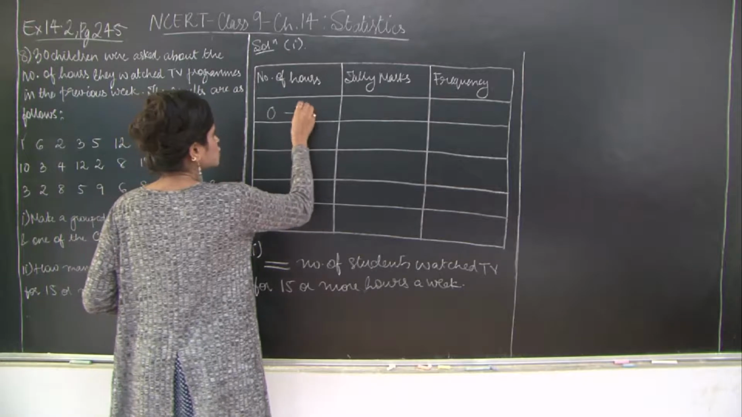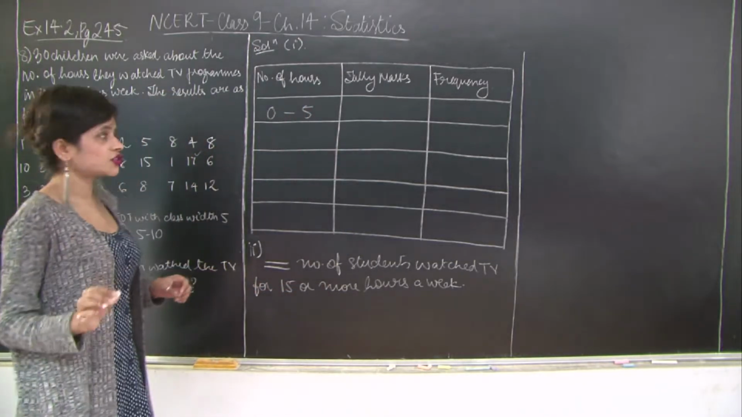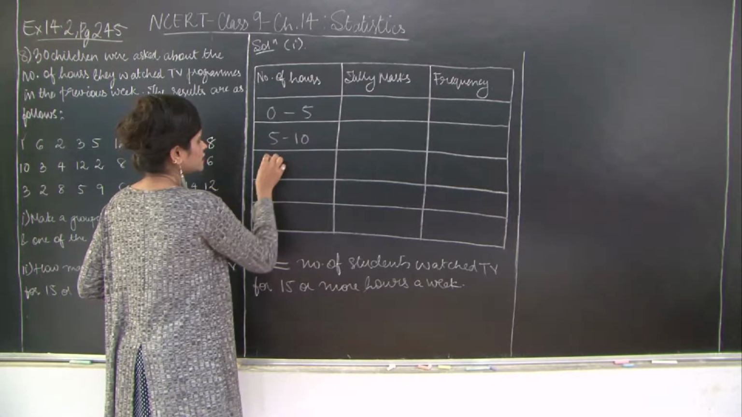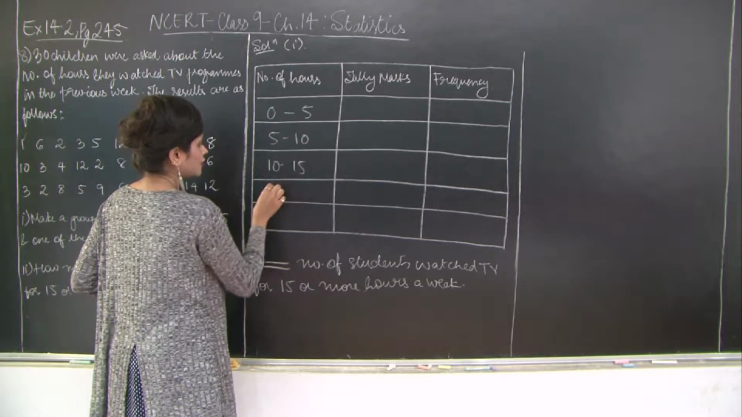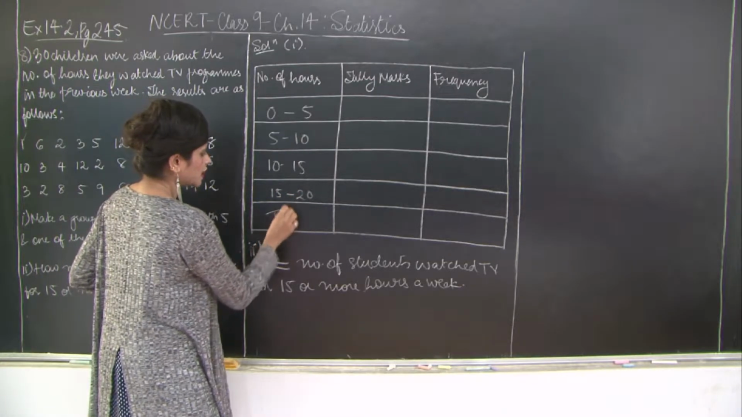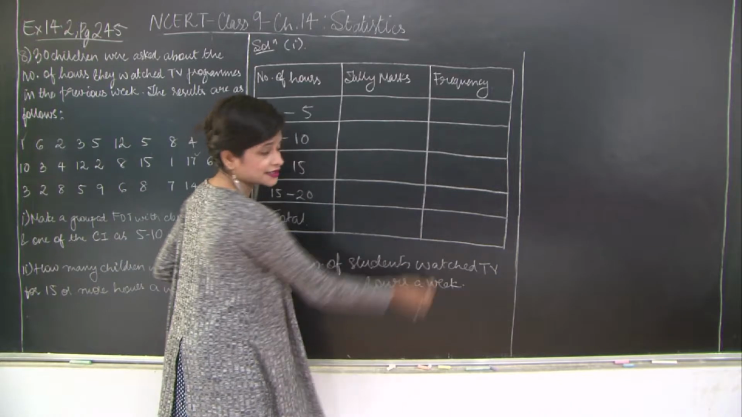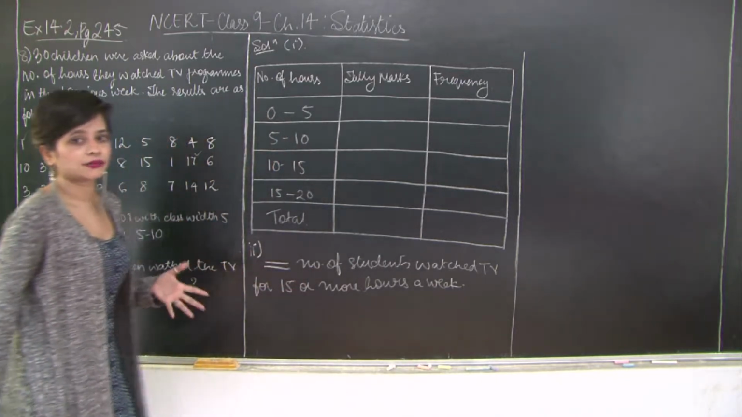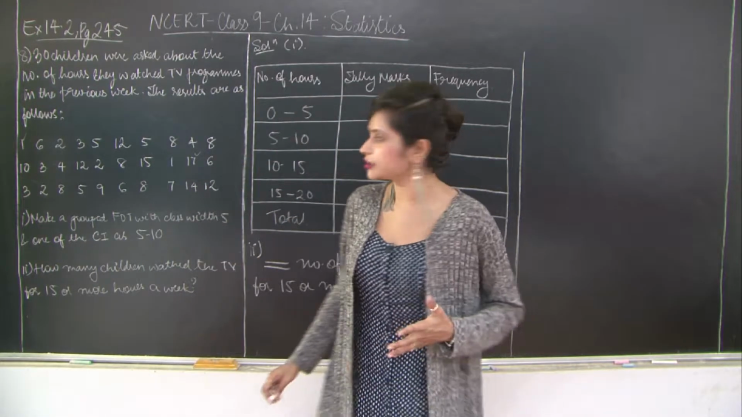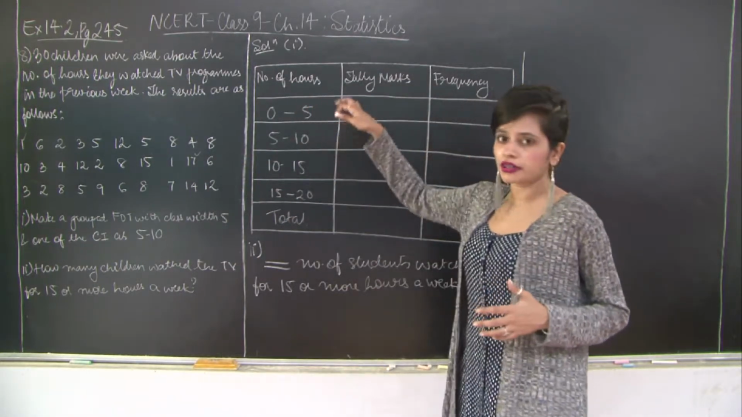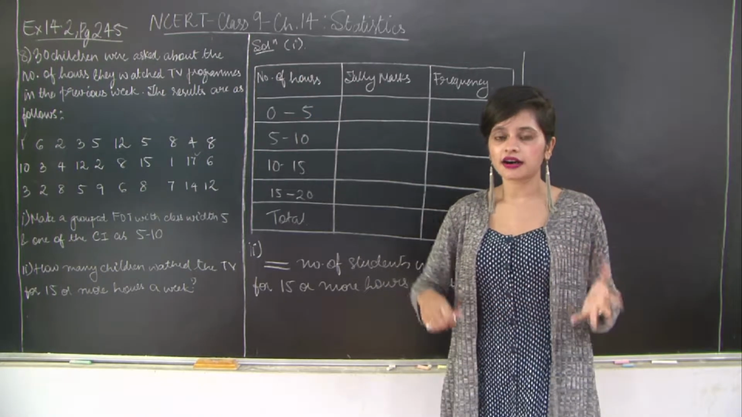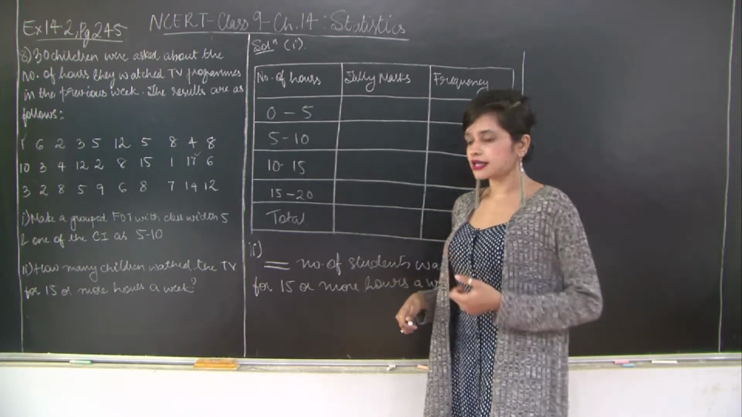Why am I taking 0 to 5? Because the lowest observation that we have is 1. So 0 to 5, 5 to 10, 10 to 15, 15 to 20, and finally we will write down the total. The total will be listed in this cell and it should be 30, because the observation is for 30 children. So let's get started. For the first class interval, that is 0 to 5, we are going to take all the values that are greater than or equal to 0 and less than 5.